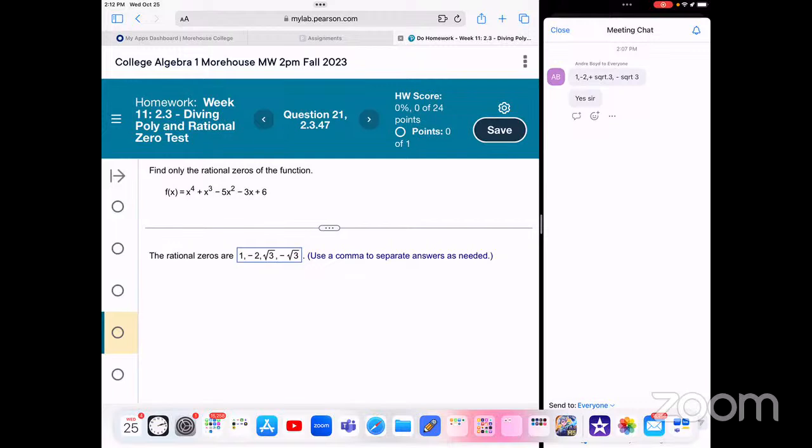Okay, so let's see if we can get to the bottom of this. So we get one attempt, right? Because we got it wrong twice. We'll go ahead and take at least one attempt. Okay. So find the rational zeros. Okay, so let me start by getting a copy of this.